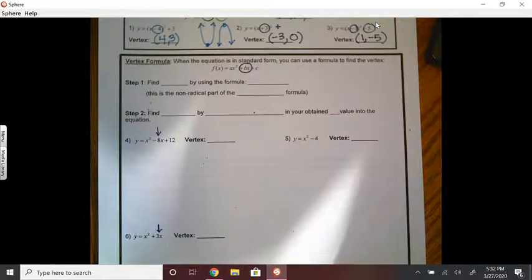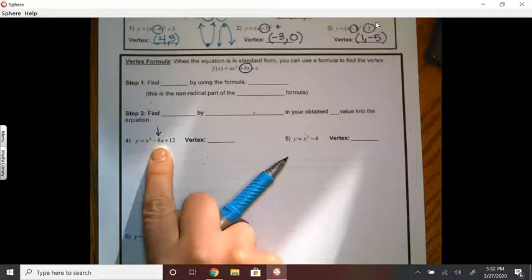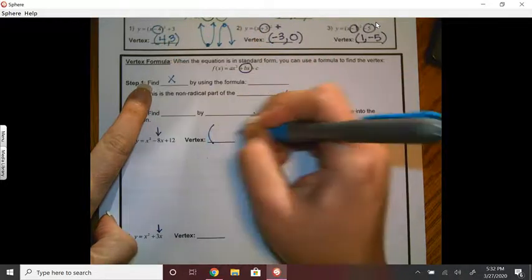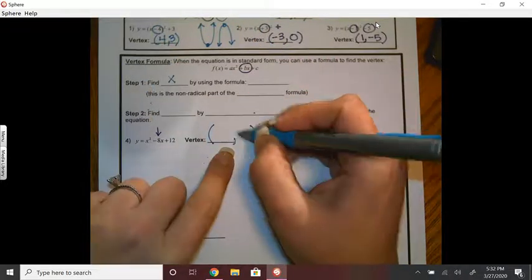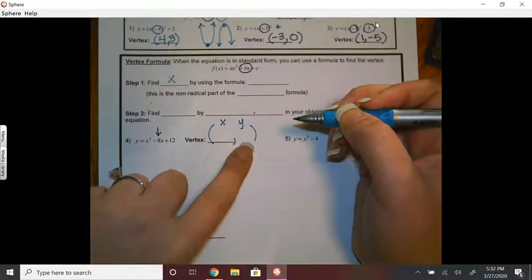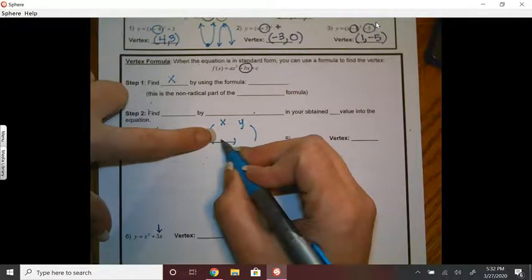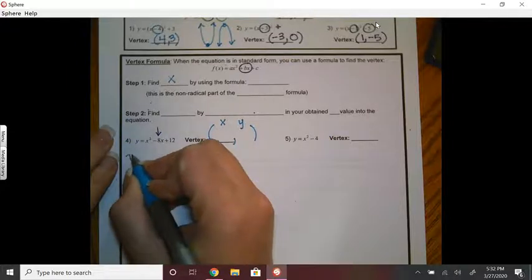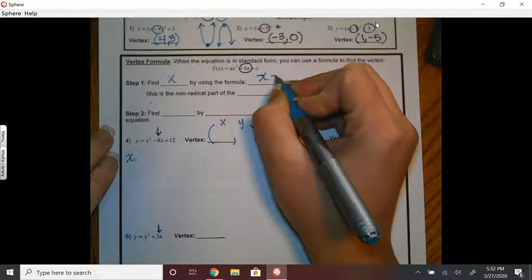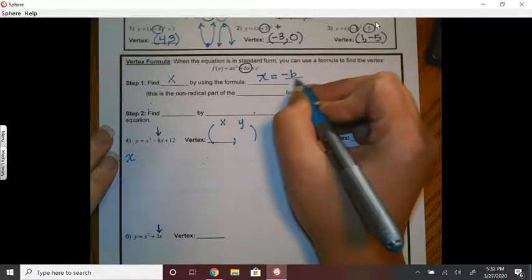So let's discuss how to find the vertex if it's in standard form and not vertex form. So the first step is to find the x value. When we find the vertex, we always know when we write an ordered pair, x comes first and then y. So to find x, you'll do -b over 2a.